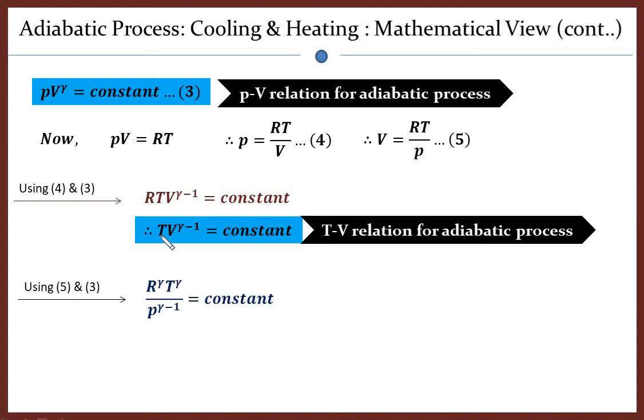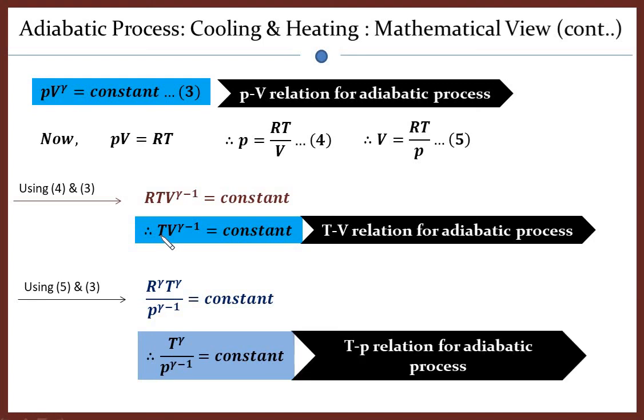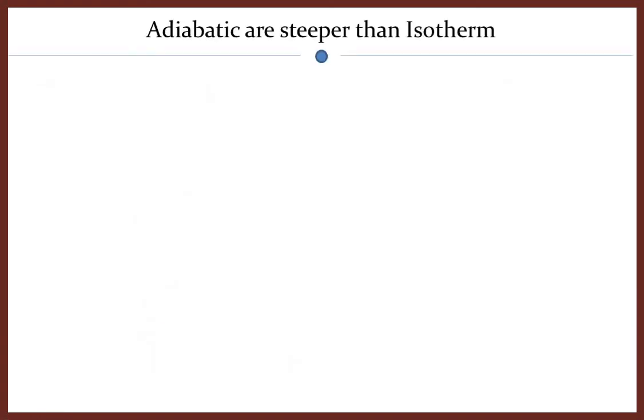Similarly, if we use equation 5, just substitute V from equation 5 into equation 3, and if you simplify, you will get T to the power gamma upon P to the power gamma minus 1 equals constant. This is called the TP relation for adiabatic process. Now we are in the final part of this lecture, and we will see one important problem which is frequently asked in examinations. Why is an adiabatic steeper than an isotherm?